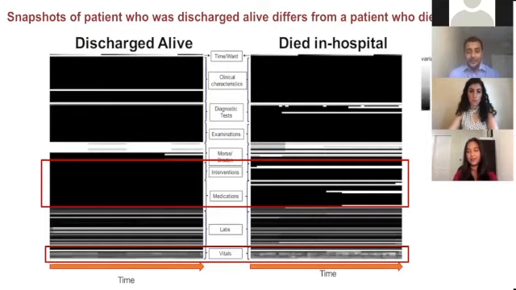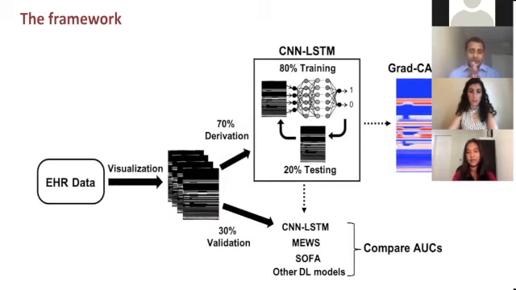So, okay, we made a picture. We see some sort of an effect. So the question was, okay, can we learn from it? So here's what we did. We took the EHR data, we converted them into pictures. We split them into 70% what is called the derivation cohort and 30% which is the validation cohort.